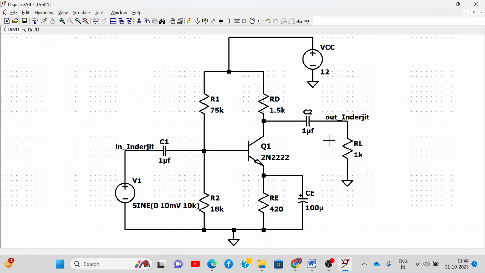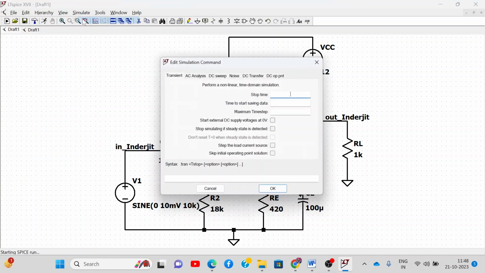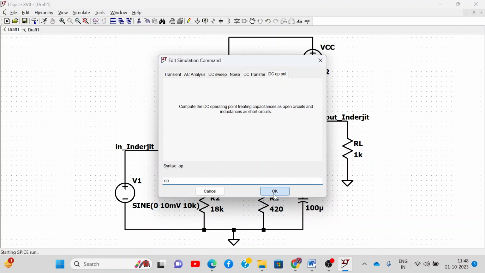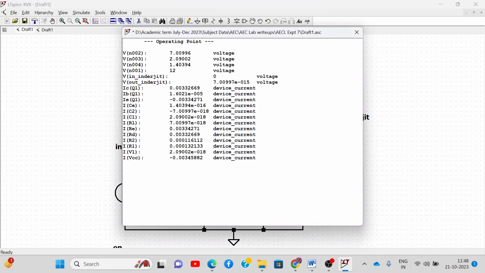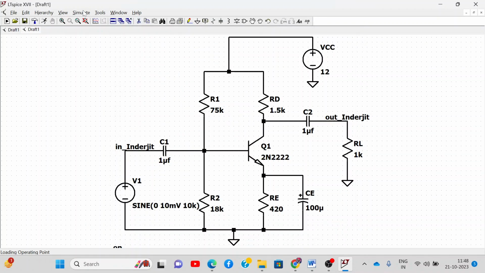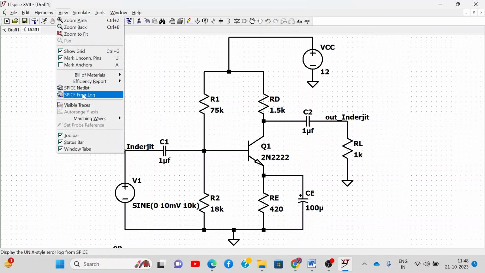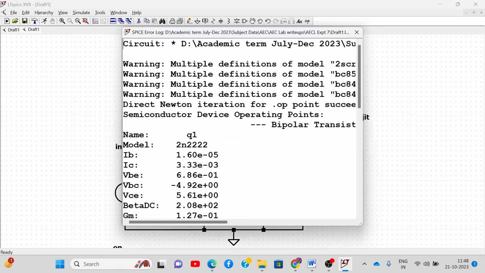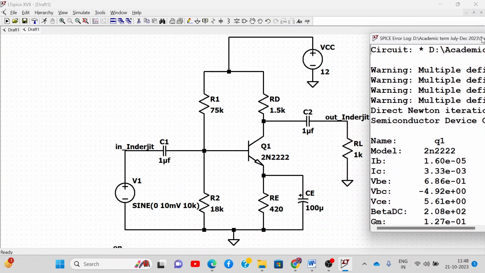Now next is to measure the Q point parameters of the BJT. Don't worry if you have applied AC input or something. Just click simulate, run, DC operating point, OK. If we get this, close this. We don't require this. Actually, if you go to view and SPICE error log, you will get all the parameters of the BJT. So this you have to take.